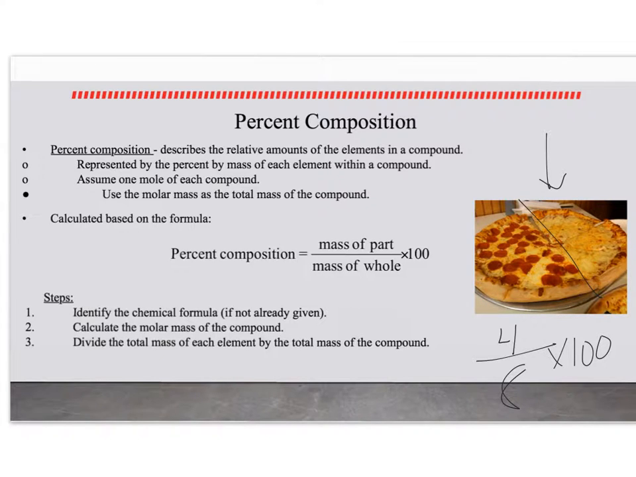So therefore, the steps, whenever you are using chemical formulas: first you need to identify the chemical formula. If you need to convert the name to the actual symbols, you need to do that first. Then you calculate the total molar mass of the compound. So separate out all the elements, add everything up, and then you divide the total mass of each specific element by the total mass of the compound. You multiply that by 100 to convert it to a percentage. Therefore, you can calculate the percent composition of the elements within a compound.